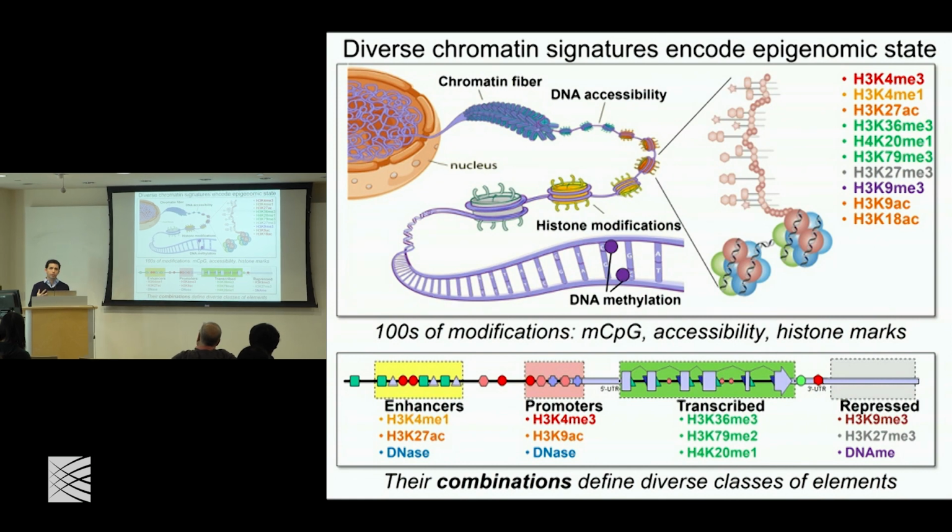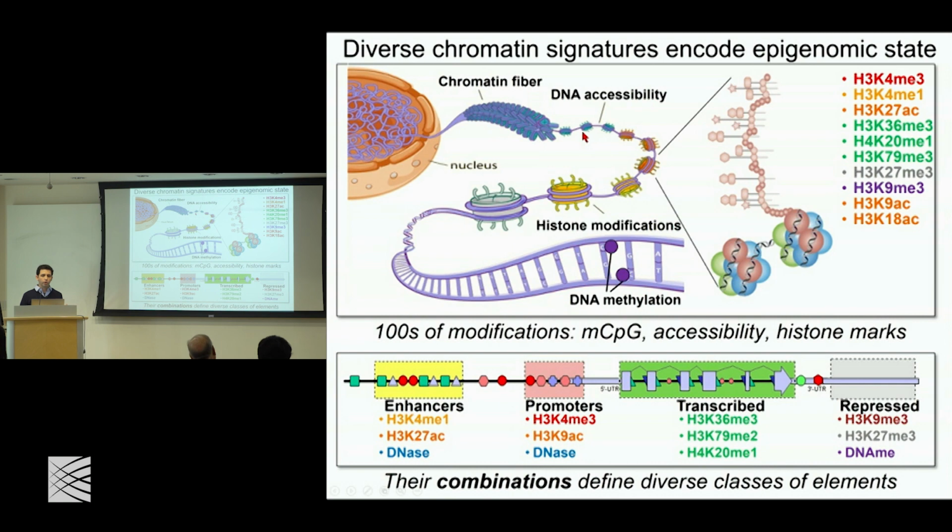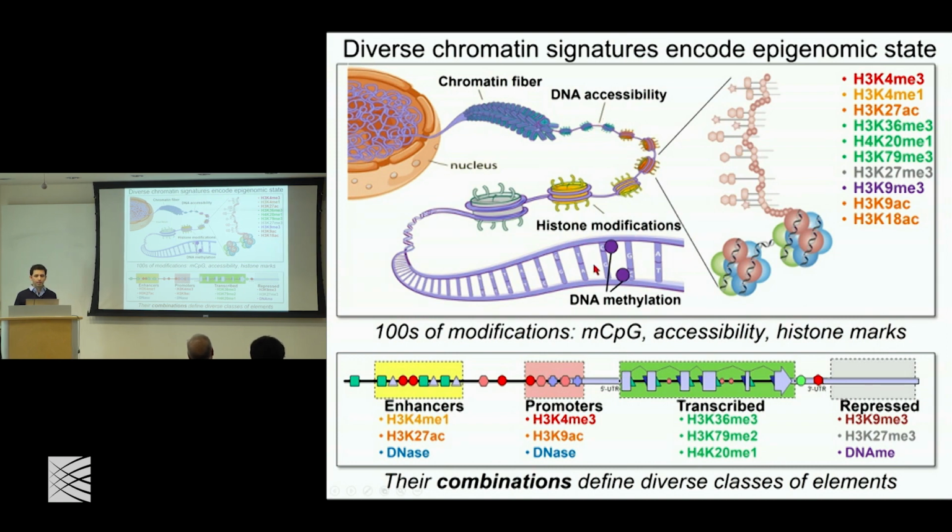And this is what these modifications look like. If you look at DNA accessibility, it basically tells you where the nucleosomes are positioned, and therefore what regions will be accessible to different transcriptional regulators to bind. DNA methylation is usually associated with repression of non-coding regions, and it is acting directly on the DNA to inhibit the binding of particular regulators.